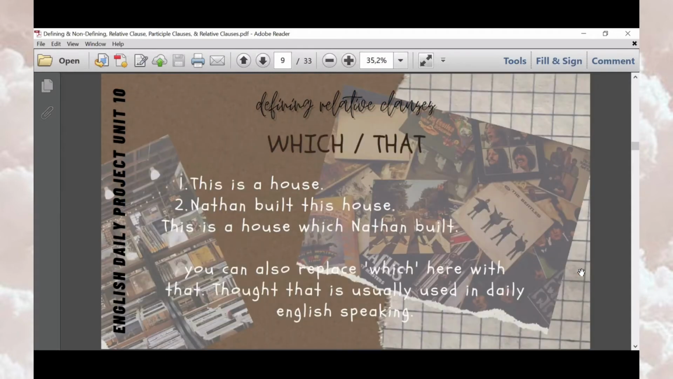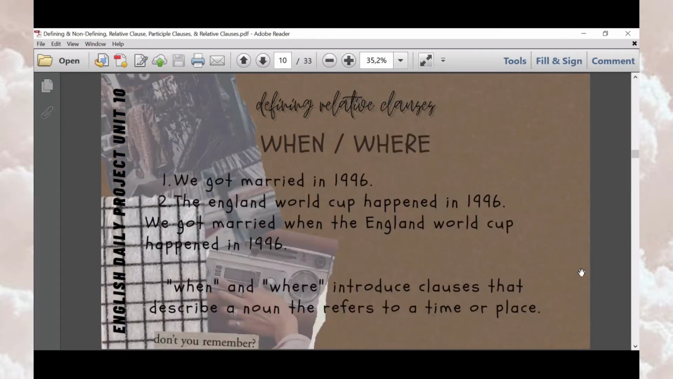For which or that. This is a house. Nathan built this house. This is a house which Nathan built. Now you can actually also replace which with that, but again, it is usually used in daily English speaking, so it's not really relevant for writing. When and where. 1. We got married in 1996. 2. The England World Cup happened in 1996. So the sentence can be, we got married when the England World Cup happened in 1996.